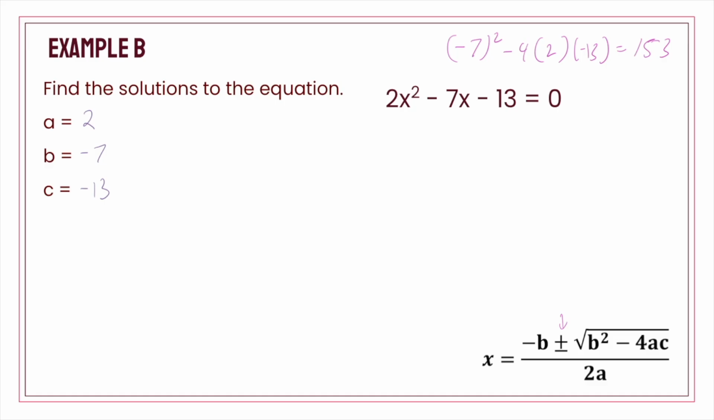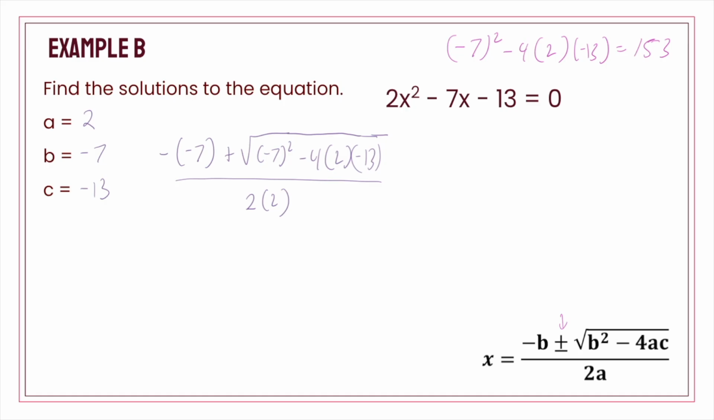So let's go ahead and do that now by substituting in what we have for negative b. So we're going to have negative b, which is going to be negative 7 in this case. All right, we're going to have plus the square root of b squared, which is going to be negative 7 squared, all minus 4 times 2 times c, which is going to be negative 13. And then that's all going to be divided by 2 times 2, because a is 2. So that's for our positive version of running the equation.